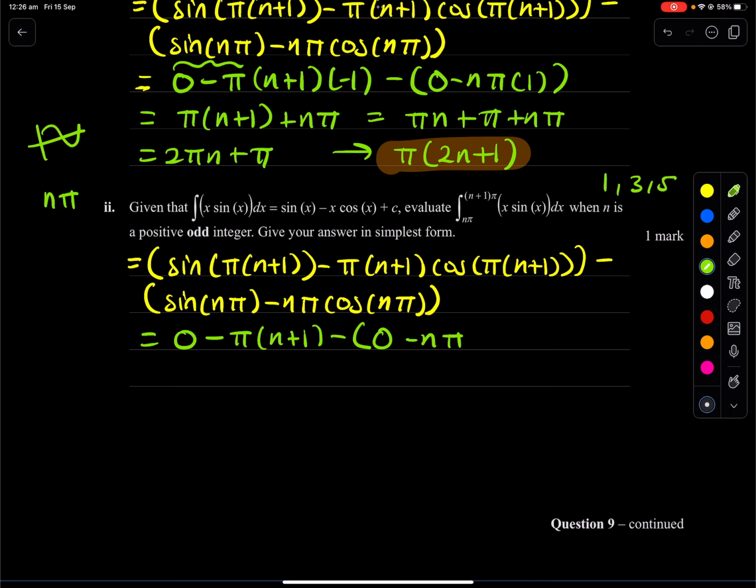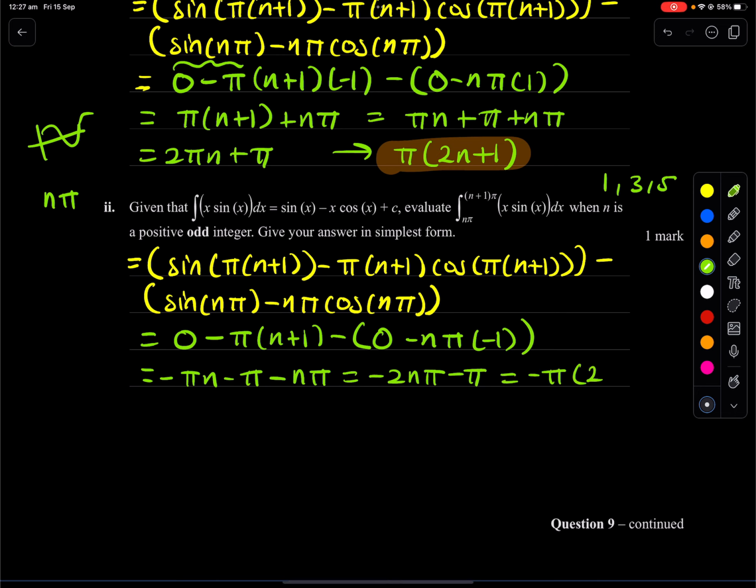Cosine. Okay, if we're drawing cosine, if we subbed in 1, so it'll be pi, which is at -1. What about 3? So it's still all -1. So simplifying this, negative pi n, negative pi, minus m pi, which will mean that -2 m pi minus pi, so negative pi (2n plus 1). Perfect. Yep, done. That's the expression for this.